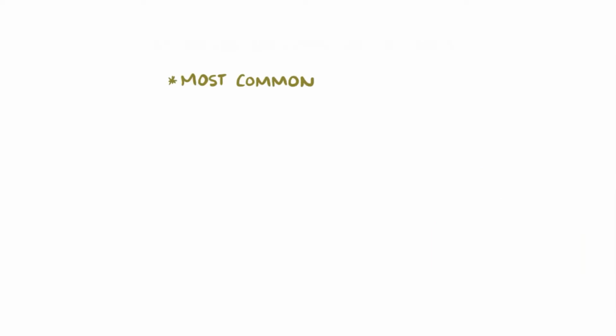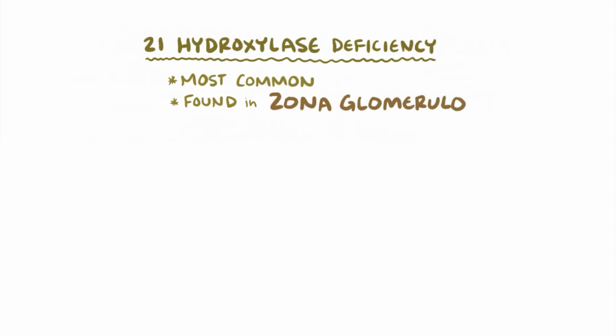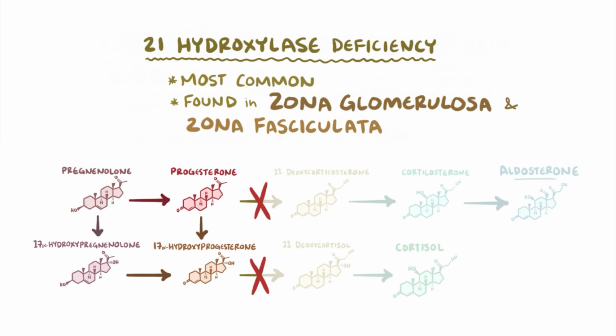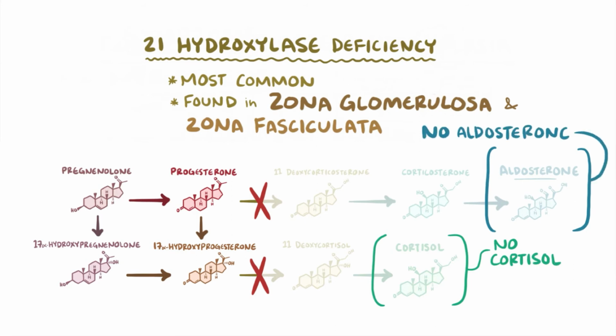The most common enzyme deficiency is 21-hydroxylase deficiency, which is found in both the zona glomerulosa and the zona fasciculata. In general, an enzyme deficiency will cause a buildup of the steroid before it in the pathway, and a decrease in the steroid that comes after it. Without 21-hydroxylase, the adrenal cortex is unable to produce both cortisol and aldosterone.